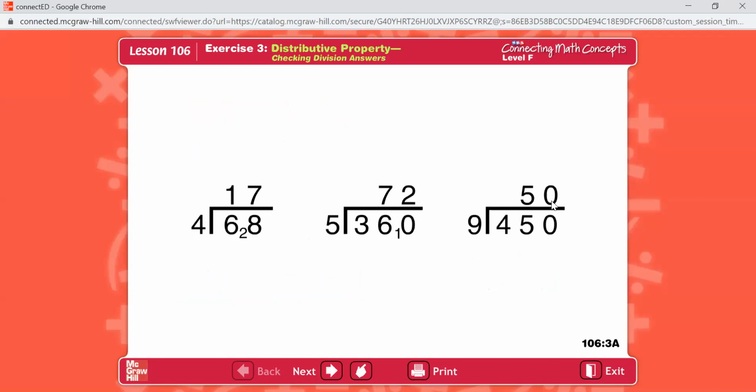You're going to say a multiplication fact for each division fact. Start with 4 and say the multiplication fact. 4 times 17 equals 68. 5 times 72 equals 360. 9 times 50 equals 450.